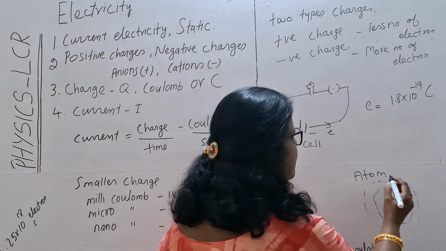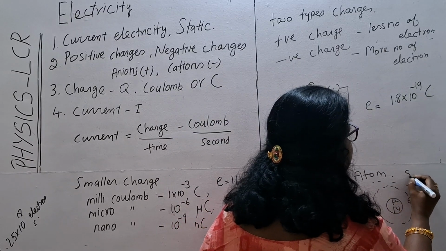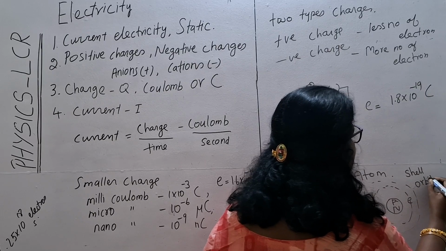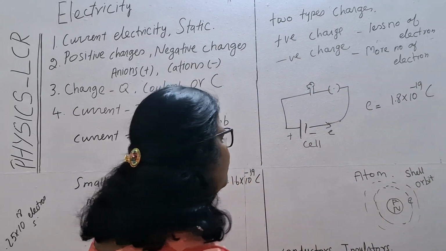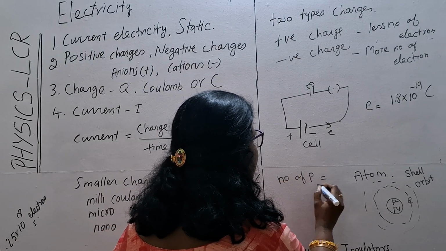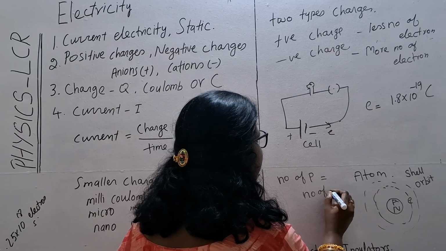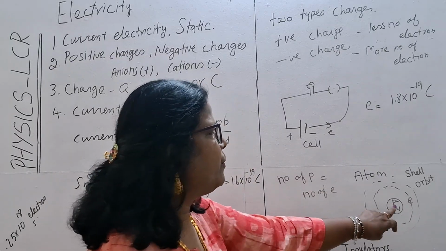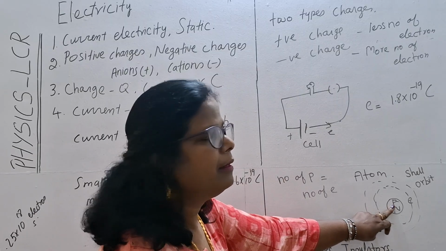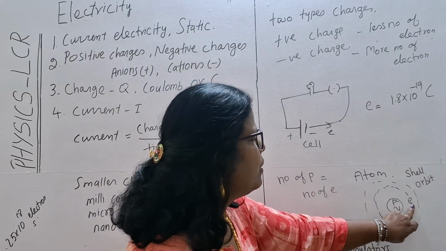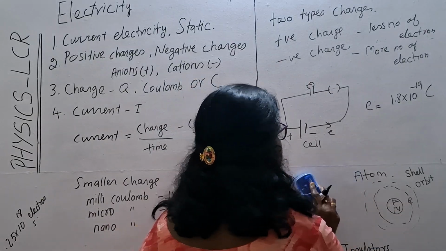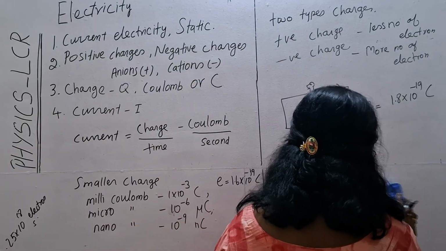This path is called an orbit or shell. We already know that the number of protons inside the nucleus is equal to the number of electrons. This is what we study elaborately in chemistry.